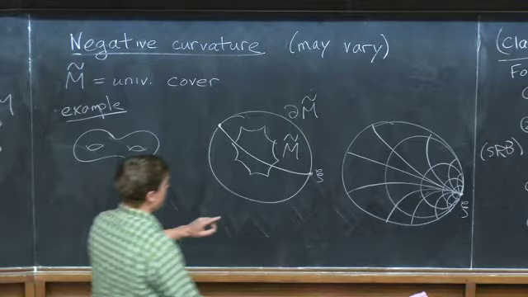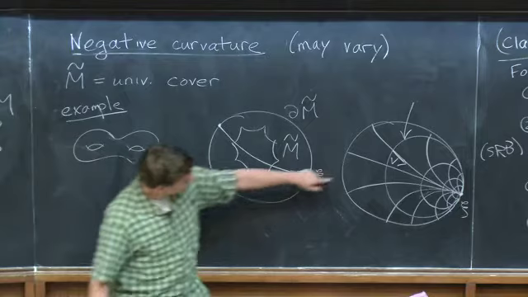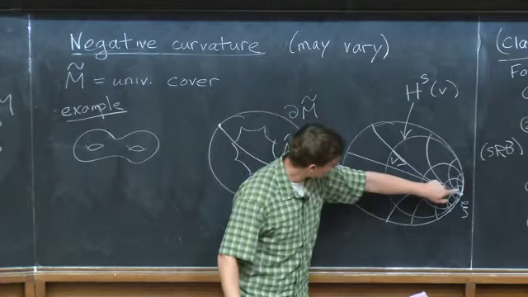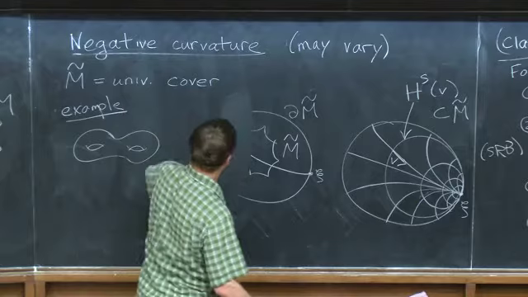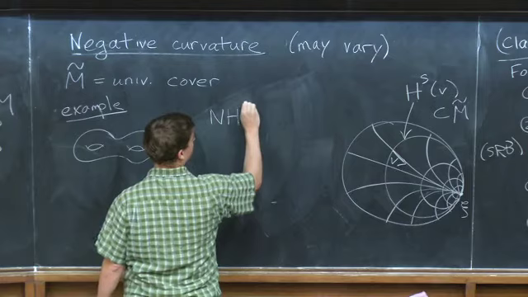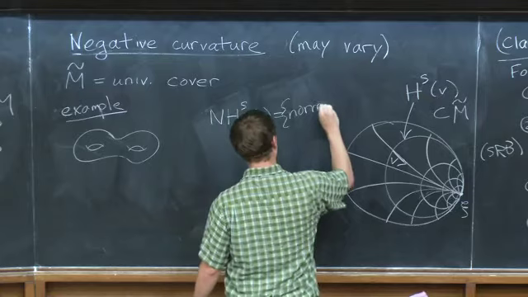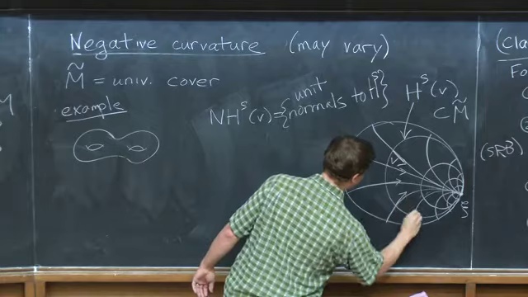Each of these is a horocycle, and if I consider a particular vector v, so v now is a unit tangent vector, then it determines a horocycle. This is the stable horocycle of v. And that's a subset of the universal cover. Now, given that horocycle, I can consider, I don't think this is standard notation, but I'm going to write it, the set of all unit normal vectors to the horocycle. That is, it's the set of all unit normal vectors that point in the same direction as v.